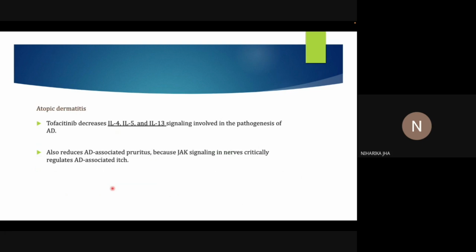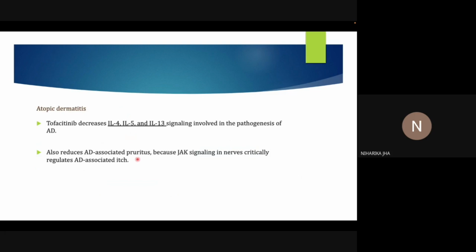In atopic dermatitis, what does tofacitinib do? Tofacitinib causes a decrease in interleukin 4, 5, and 13, which are involved in the pathogenesis of atopic dermatitis. I'm not sure if you know, mepolizumab is a biological which is being evaluated for treatment of atopic dermatitis. What it does is it inhibits interleukin 5. Apart from treating atopic dermatitis, it also reduces atopic dermatitis associated itch or pruritus.